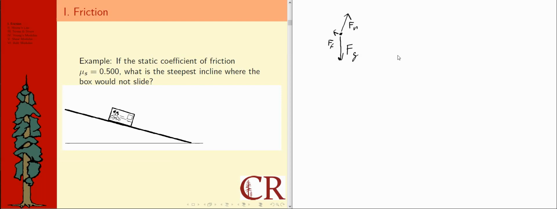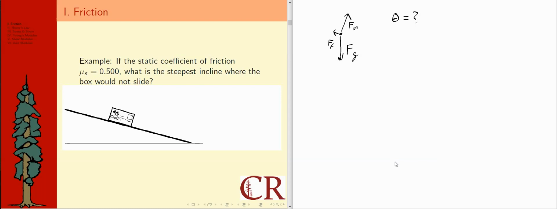So what do I do next? I've got those three forces. What do I do with them? Well, we're being asked for the steepest incline. So one thing I might notice is that I'd like to somehow get an answer for some kind of angle, right? If there's some angle associated with this incline, I'd like to know what it is. That starts to help me think about what I could do here.